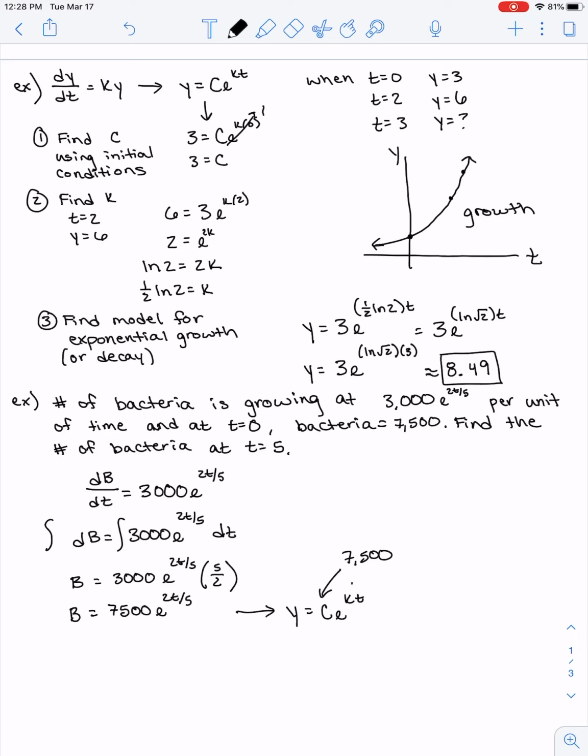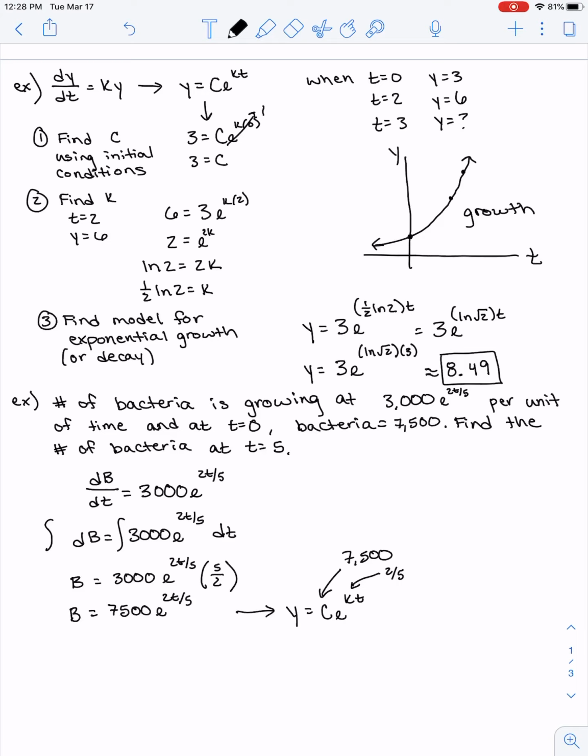So what that means is that our proportionality constant must be 2/5, because that is our 2/5 times t. So that's kind of nice to double check this.